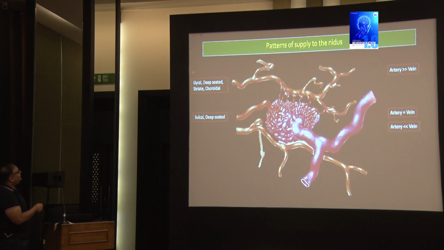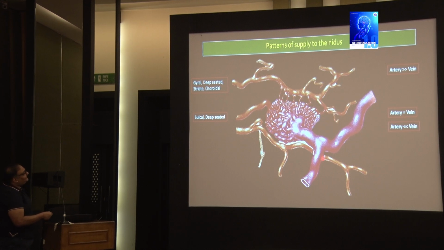The most common type of AVM is the so-called gyral AVM, which is inside the gyrus, which is covered by a rim of gray matter. And this is the kind of disposition that you get. Unfortunately, this happens to be the commonest disposition that we encounter. And you have a third set of vessels, which is shown over here.